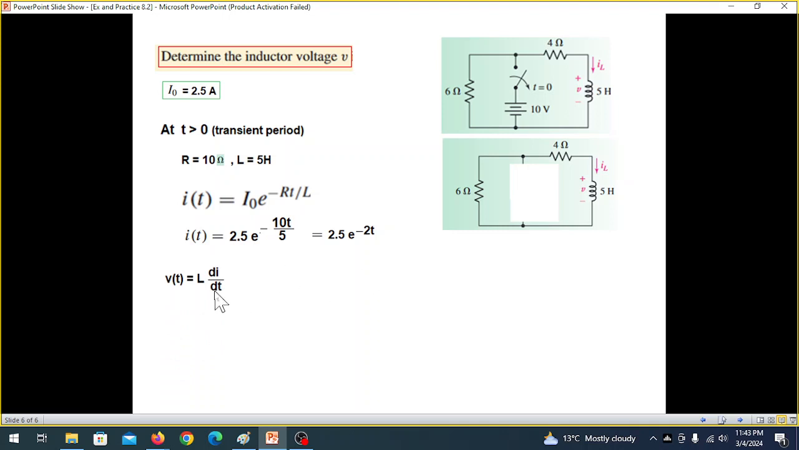Now we have to find voltage. So voltage is L di dt, and L is 5, and then di of this. So differentiating, and further, we'll get the answer minus 25 e raised to the power minus 2t volt.